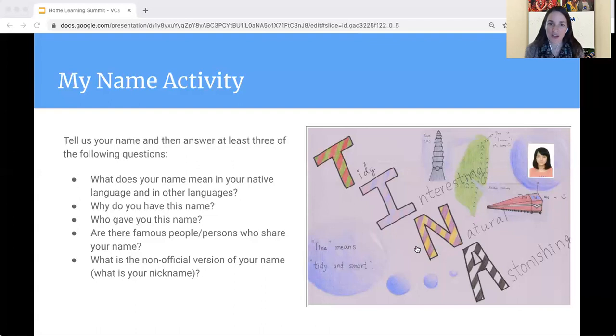And of course, for your actual video conference, you can do breakout groups or go around the room and have students share about themselves through the My Name activity.